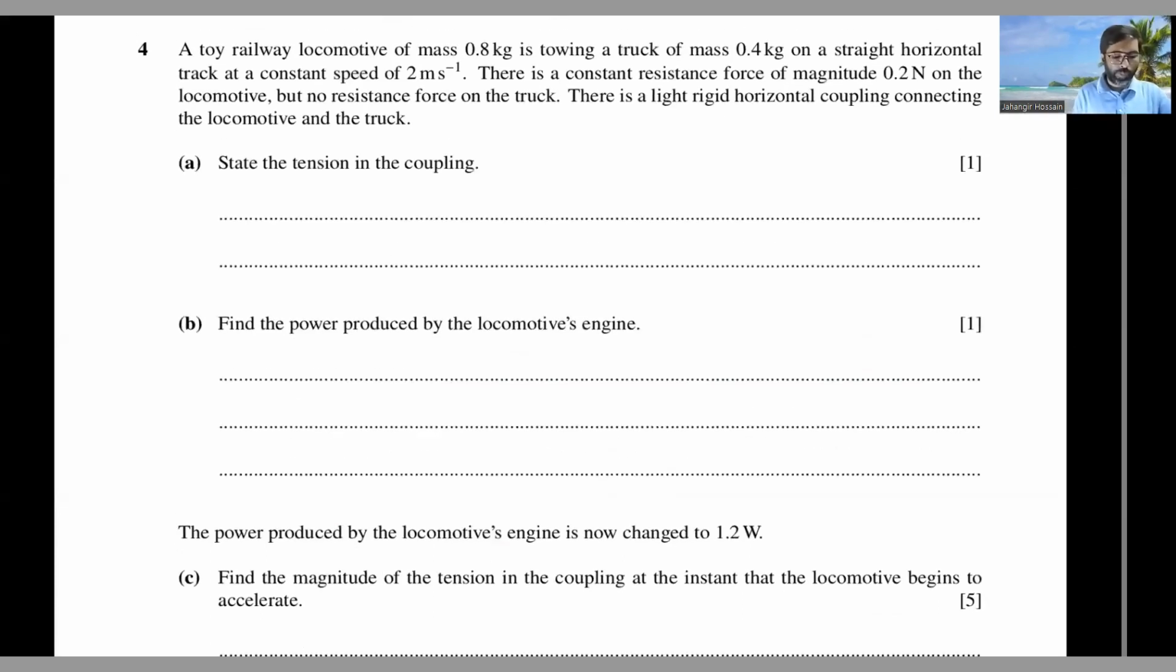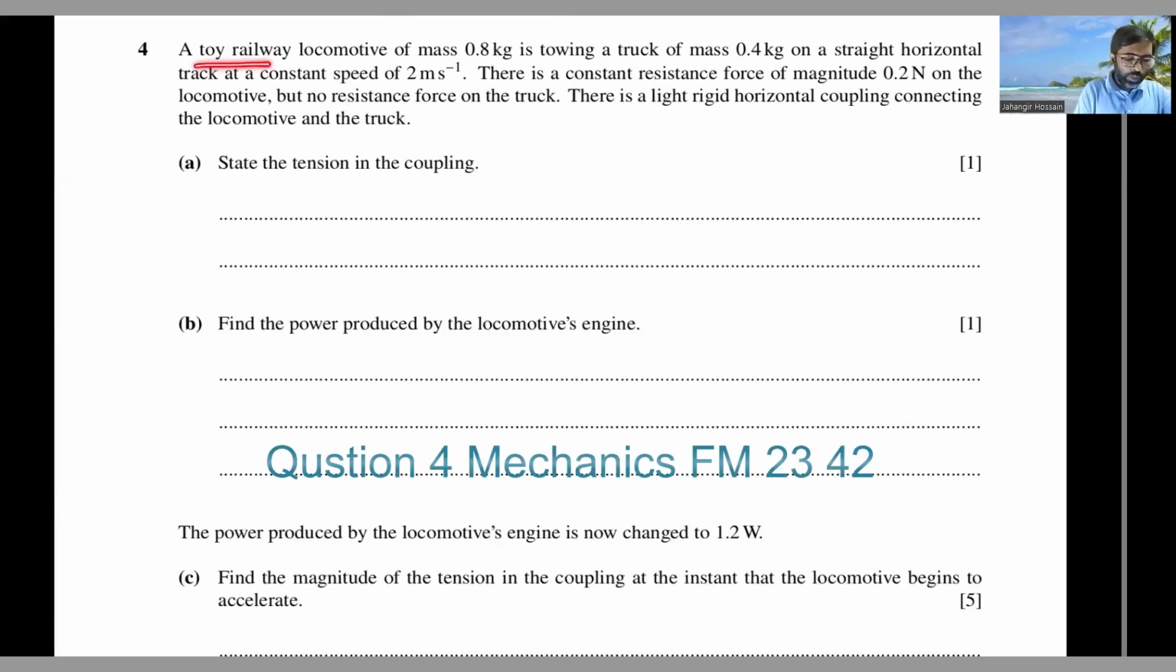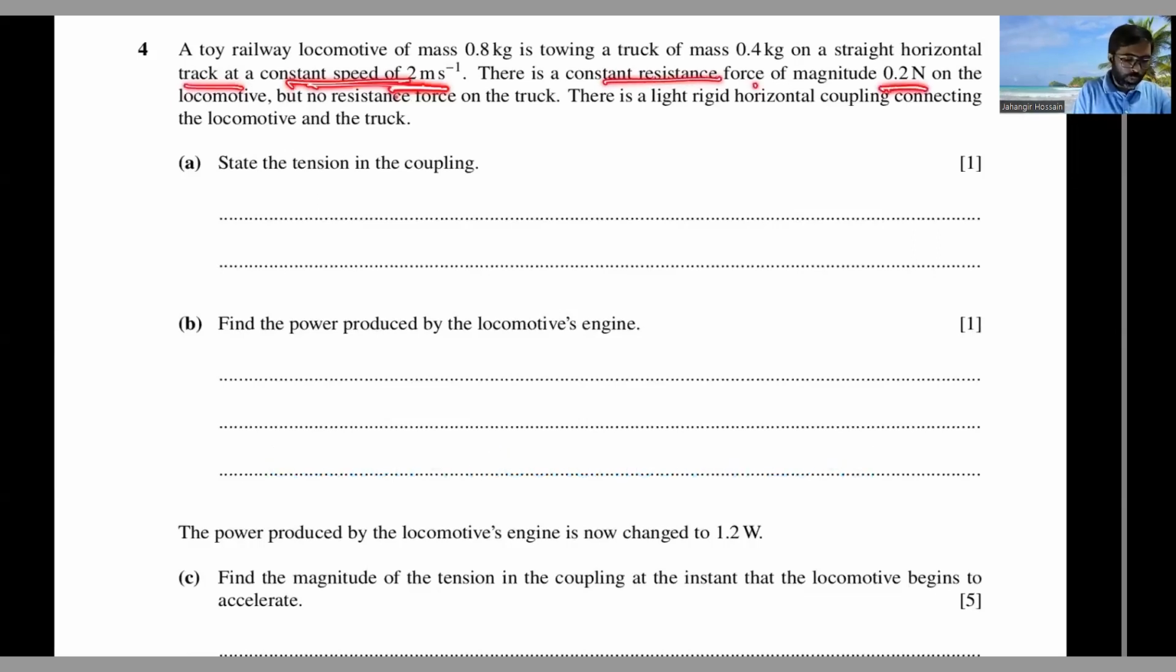Question 4 is this. A toy railway locomotive of mass 0.8 kg is towing a truck of mass 0.4 kg on a straight horizontal track at a constant speed. So it is moving with constant speed. There is a constant resistance force of magnitude 0.2 Newton on the locomotive, but no resistance force on the truck. There is a light, rigid horizontal coupling connecting the locomotive and the truck. Find the tension in the coupling.